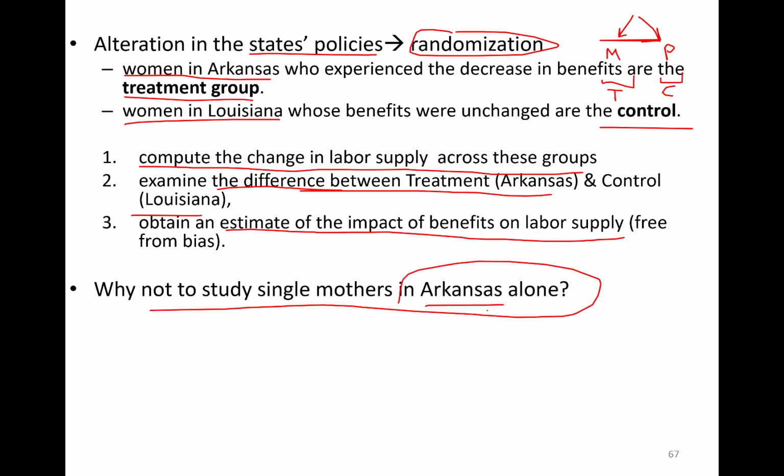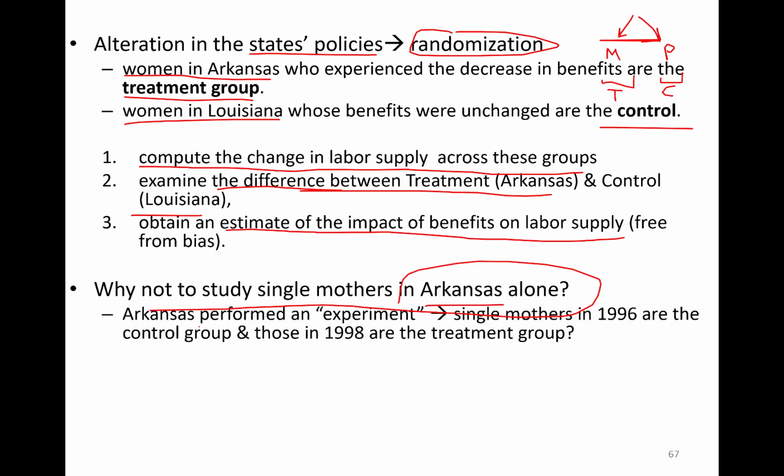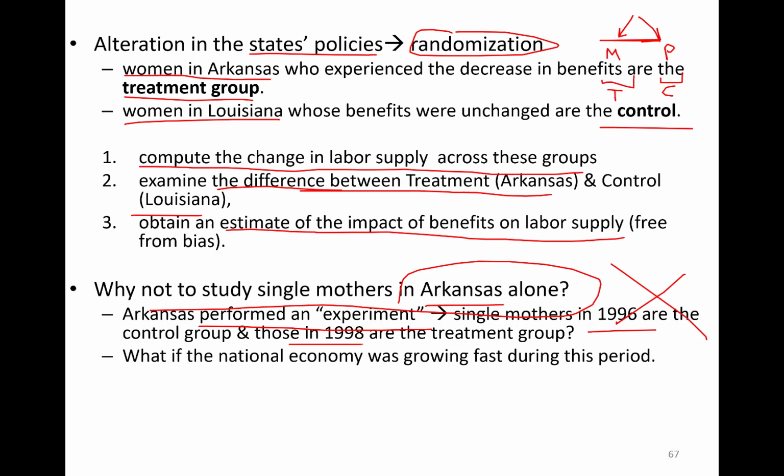Why not study single mothers in Arkansas only, right? Why don't we just focus on Arkansas? Because Arkansas performed an experiment, okay? So you can say, well, Arkansas performed the experiment. Single mothers in 96 are the control and 98 are the treatment group. Why can't we do this? This is a really bad idea. Why? Because even between those two year groups, before and after, there have been some changes.